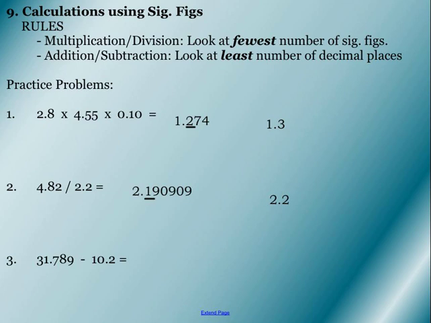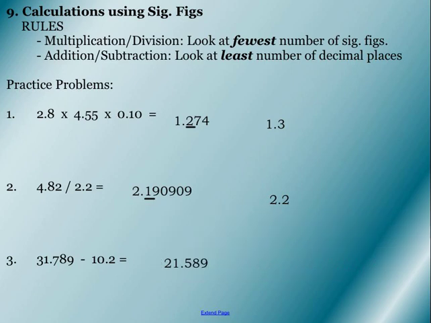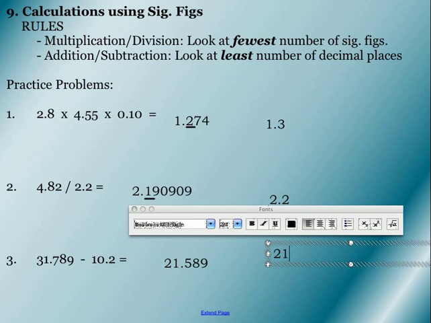Now number 3, we're doing the addition-subtraction version, which is the least number of decimal places. We do 31.789 minus 10.2 and get 21.589. Now we're looking at just decimals. Our first number has 3 decimals and our second number has 1, which means our answer can only have 1. We end up at 21.6.